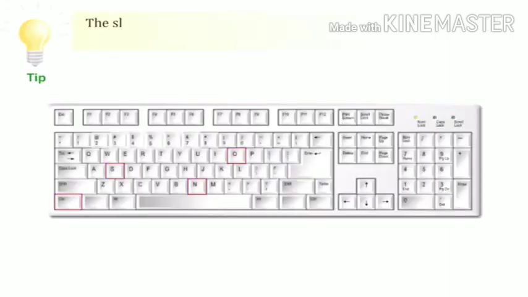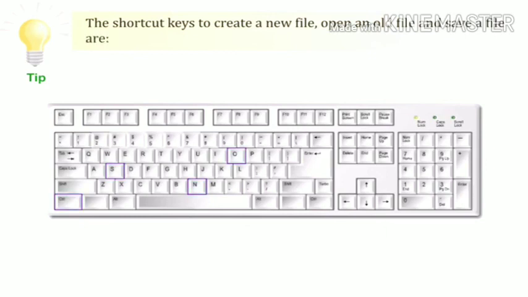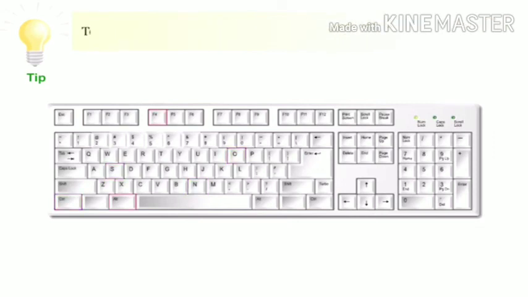Students, the shortcut keys to create a new file, open an old file, and save a file are Ctrl+N, Ctrl+O, and Ctrl+S respectively. To close the Paint program, you can also press Alt+F4 key combination.